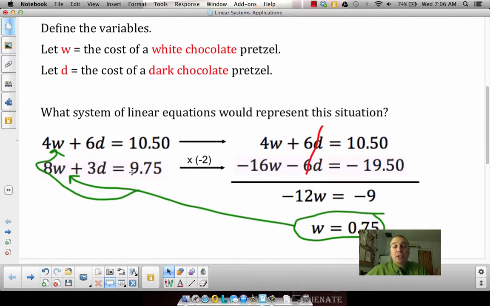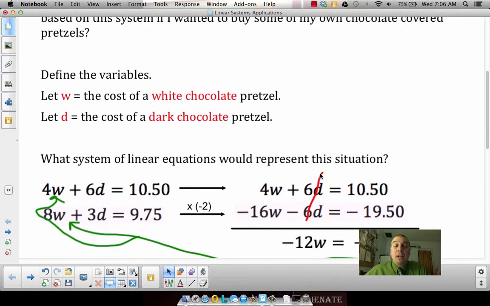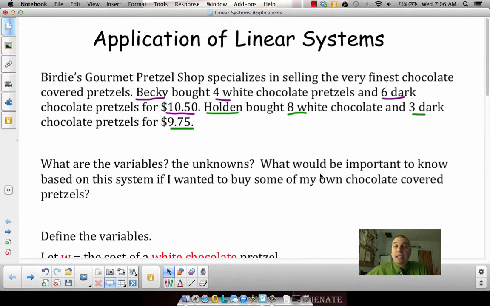So again, we chose elimination in this case because it was just easier to get rid of one of the variables than it would be to solve for a W or get a D equals. It was just easier to do it in this case. All right, so hopefully that helps you out with number 9, and let's roll on to the next one.